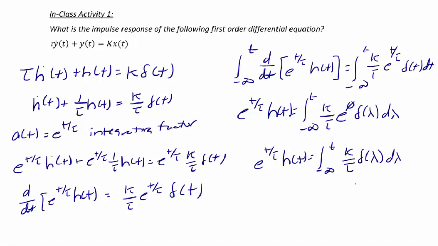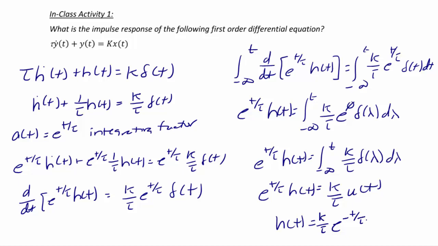Or we have that e to the t over tau h of t is equal to, because remember the integral from negative infinity of delta of lambda is this step function, so this becomes k over tau u of t. And finally the answer, h of t is equal to k over tau e to the minus t over tau u of t.